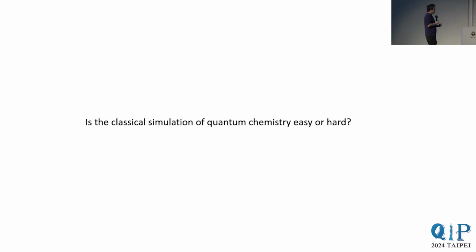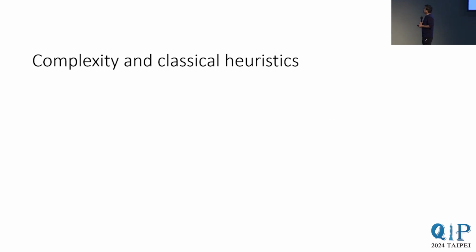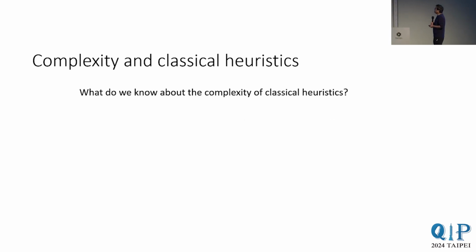Okay, so the last two parts of today's lecture are somewhat shorter, but they're concerned maybe a little bit more with complexity questions rather than all the chemistry and heuristics questions. The first is about the complexity of classical simulation and understanding when it is easy or hard for chemistry. When is it easy or hard to do classical simulations? All right, and so, what do we know about the complexity of classical heuristics?